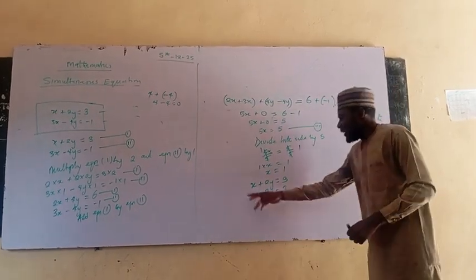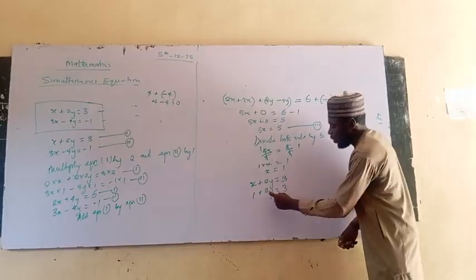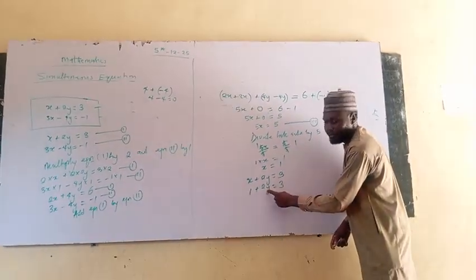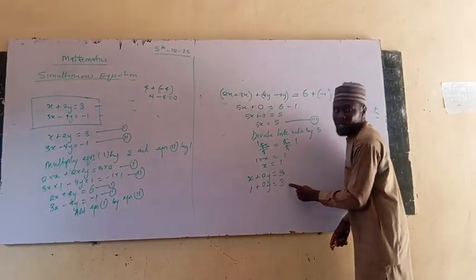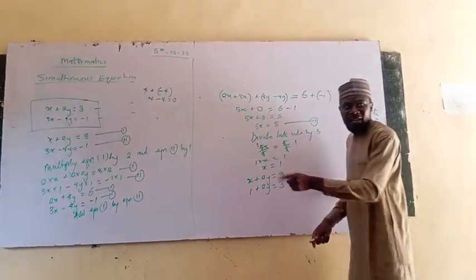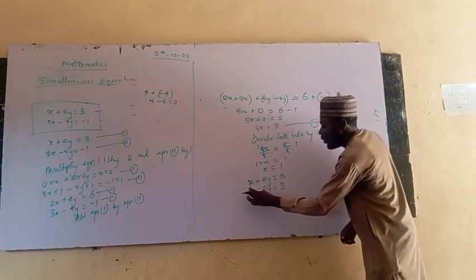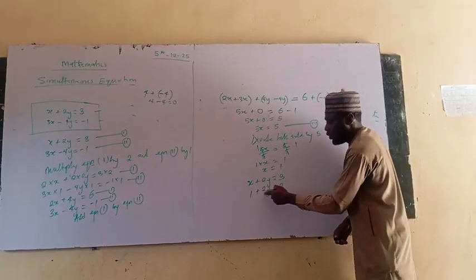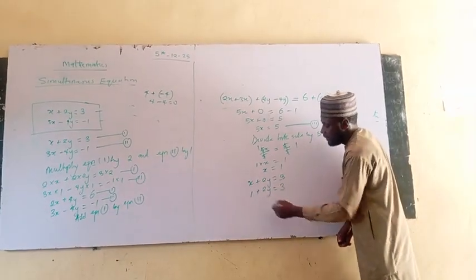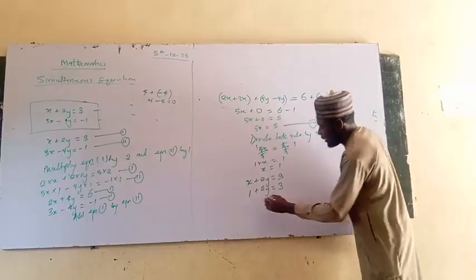Now, abin da za a nan za ku lura wannan 2 ne yana tare da y. Wannan 3 kuma ba shi da number. Wannan 1 kuma ba shi da wani alphabet. Now, dole wannan 1 zai sami wannan don ya bar 2y shi kaɗai a nan. Amma how do we do it? Shi ne za mu collect the like terms.